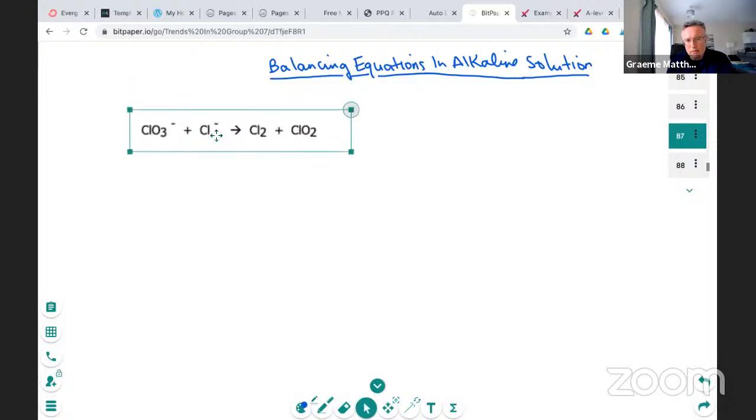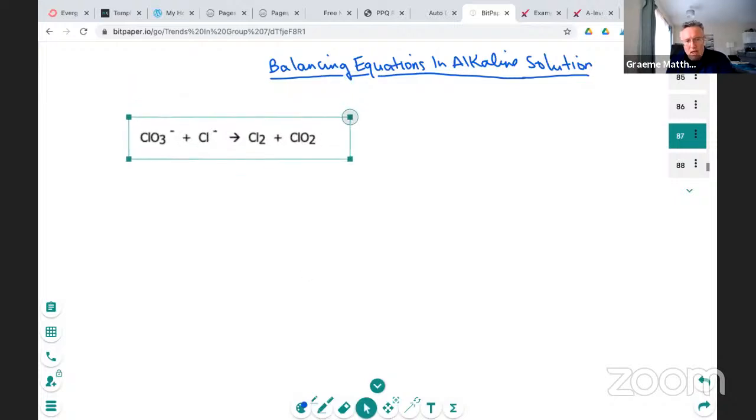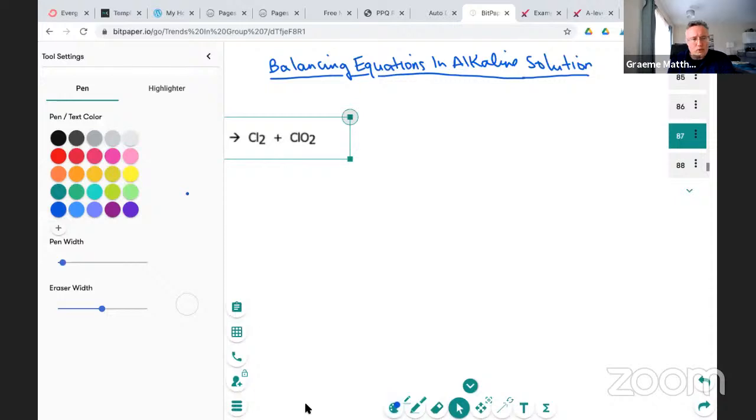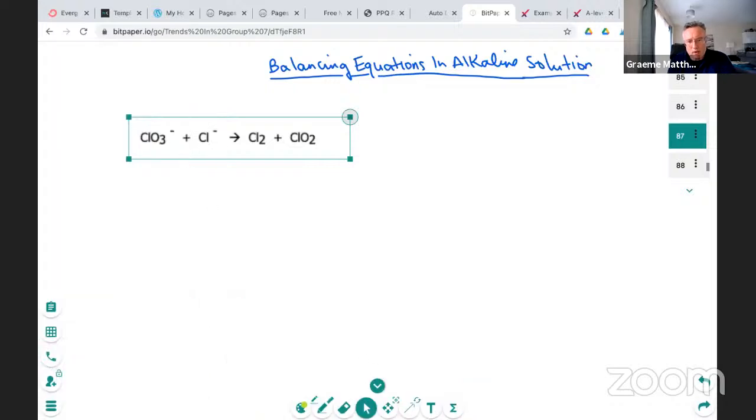Let me move this down a little bit because we're going to chalk this up. Start off with Kermit the Frog green, my favorite color, right from bit paper. We love bit paper. What I'm going to do is this. You take a look at this one and go, well, what are we going to do? Look, you break it down into two half equations.